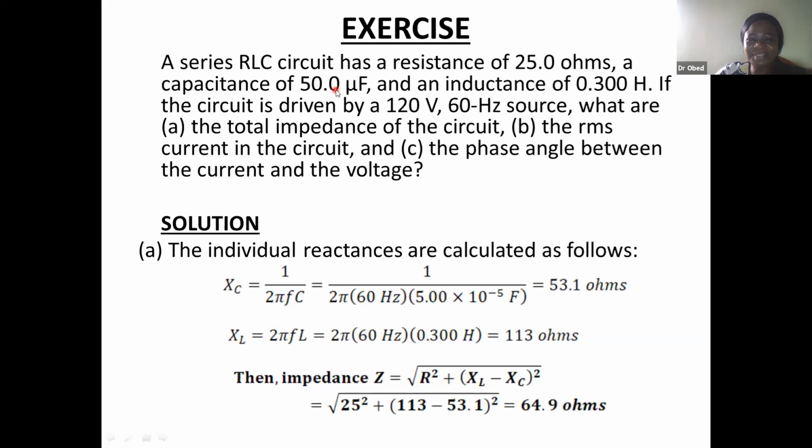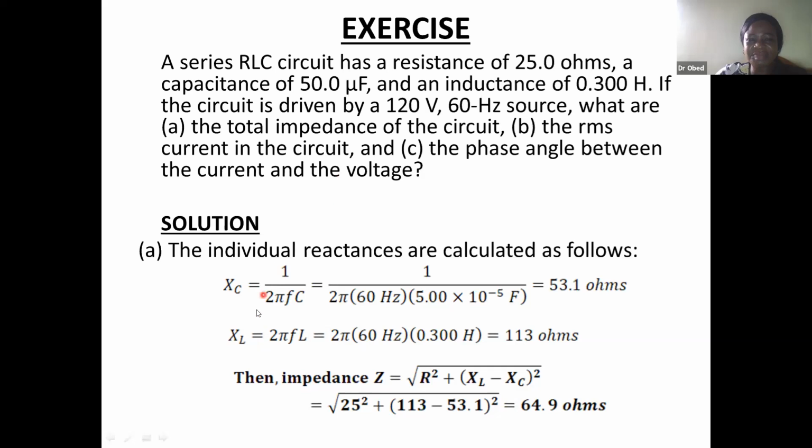So we have 50.0 microfarad. Now we have 5.0 times 10 raised to the power minus 5. It's still the same thing. So this is the answer you get, if you punch your calculators very well, remember 5 to evaluate that.